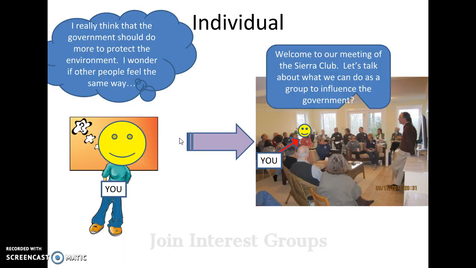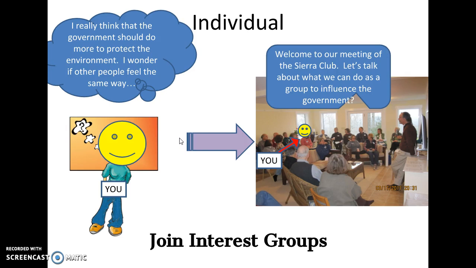Individuals also join interest groups. So in our example here on the screen, it says, I really think that the government should do more to protect the environment. I wonder if other people feel the same way. So you can go to a group that believes in the same kinds of issues that you do. And by doing that, we kind of amplify our voice. So this person joined an environmental special interest group.